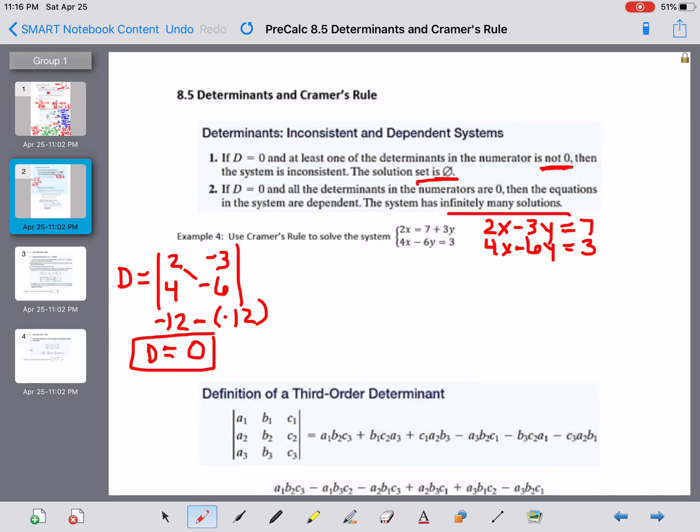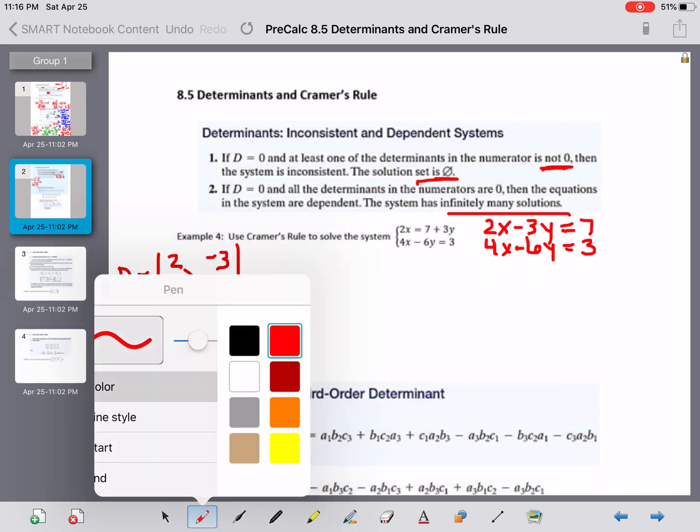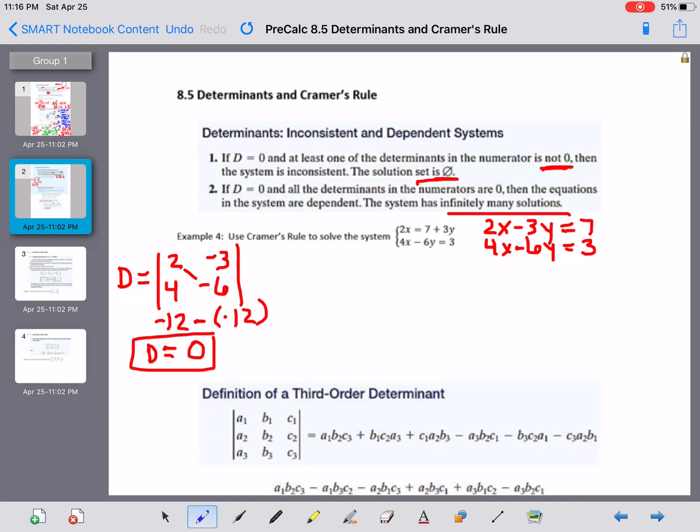So I know that I'm going to have a special solution, either no solution or infinitely many solutions, but I need to keep checking. Okay, so I'm looking at my dx next. Remember, on my dx, I'm replacing my x column with the answers. So I'm going to put 7 and 3 here. I leave my y column where it was, negative 3, negative 6. And here's my new determinant for dx. My front diagonal, I get negative 42, and subtract my back diagonal, which is negative 9. Negative 42 minus a negative 9, and I get dx equals negative 33.